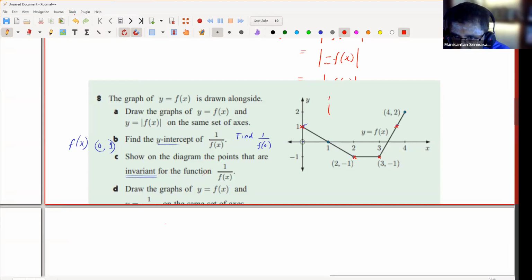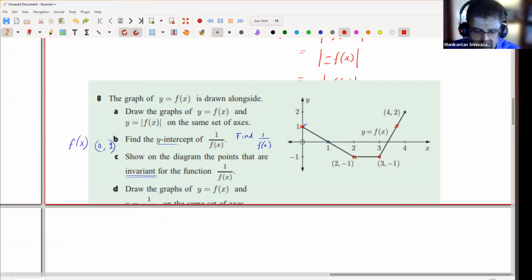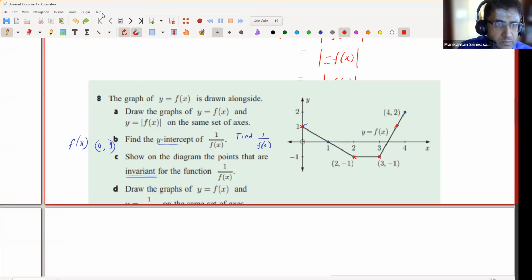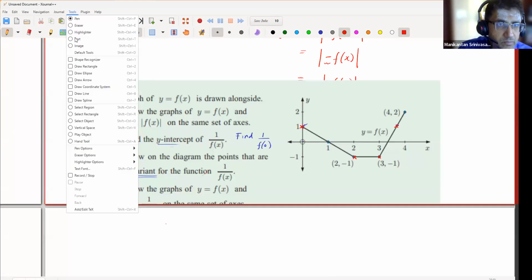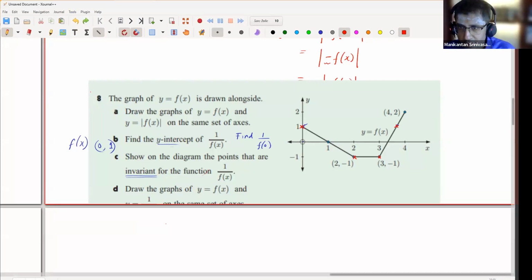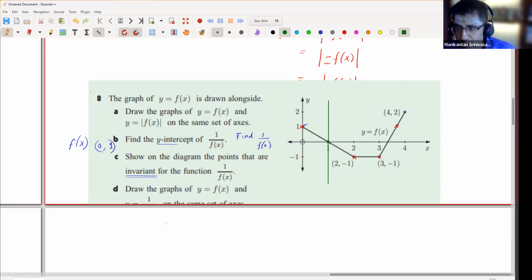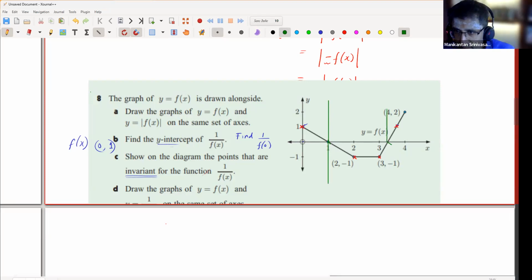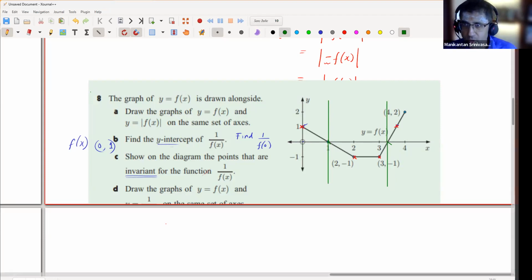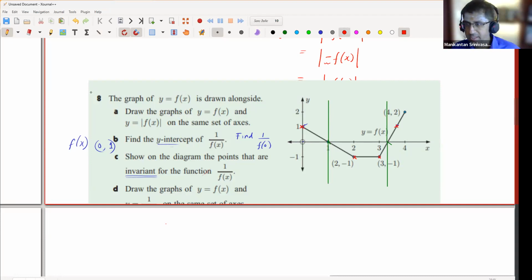I'll draw a vertical line here. Tools. Draw a line. This is a vertical asymptote. Similarly, at 3, it passes through 0. Therefore, you'll have a vertical asymptote. So there are two vertical asymptotes for the reciprocal of f of x.